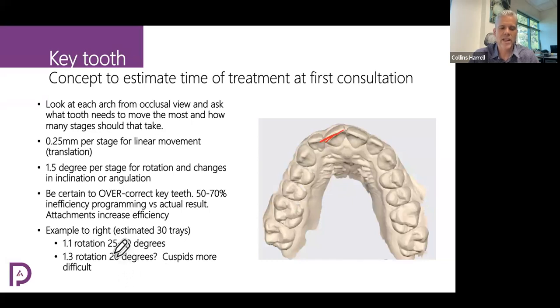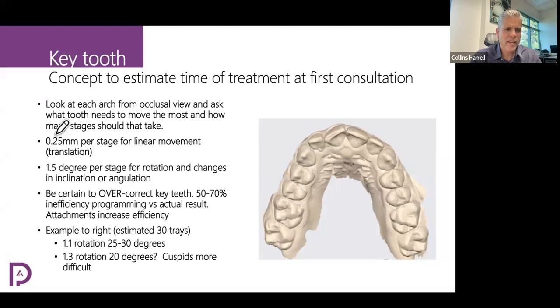So if we look at that and estimate that it's a 25 to 30 degree rotation, just looking at the patient's mouth, we can probably estimate that it's going to take somewhere around 25 to 30 aligner stages to get that fixed, because we're going to rotate these teeth at about 1 to 1.5 degrees per aligner. Okay, so that's what a key tooth is. It's the tooth that's determining the rate at which the rest of the teeth are moving, and how many aligners it takes to get that tooth straight.